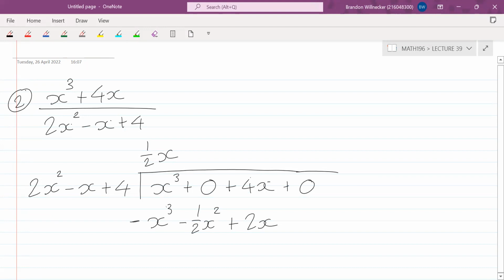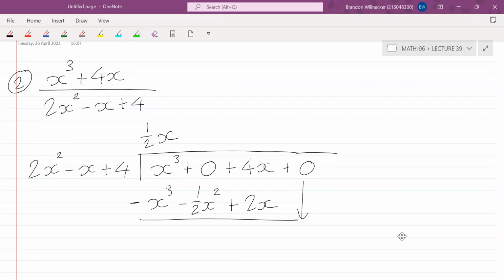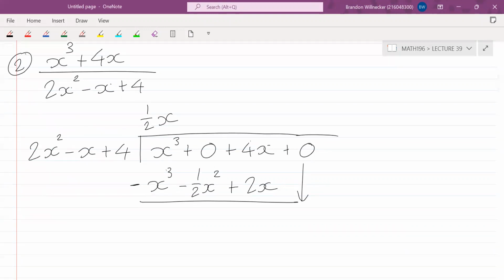Okay, then we subtract. And then you can take down the 0. We're not too worried about that there. Okay, so then this will come down afterwards, but it's 0, so you don't need to. Okay, let's do the subtraction. X cubed minus x cubed, that's going to be 0. 0 minus minus 1/2 x squared, that's 1/2 x squared. 4x minus 2x, that's just going to be 2x. And then, of course, the 0 is there, but you don't need to worry.